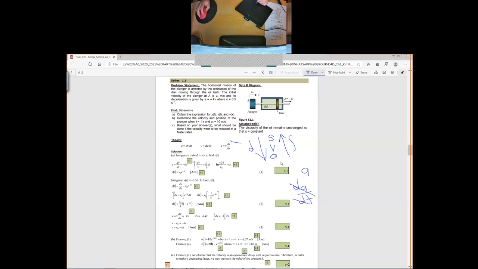So basically, the question will ask you for V and finally S, or x, the displacement. So this involves integration. So A = dV/dt, V = dx/dt, A V = dx/dt. So you rearrange this equation, and you get A V = dx/dt. So you integrate this one. You integrate A = dV/dt to find V(t).